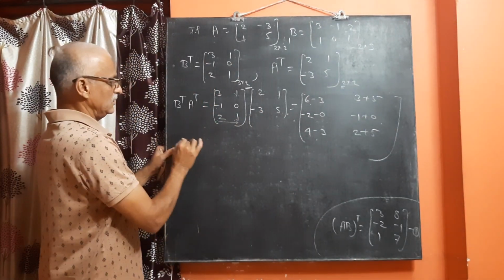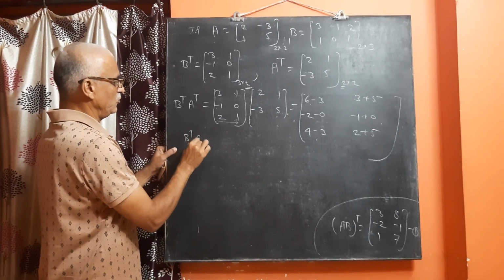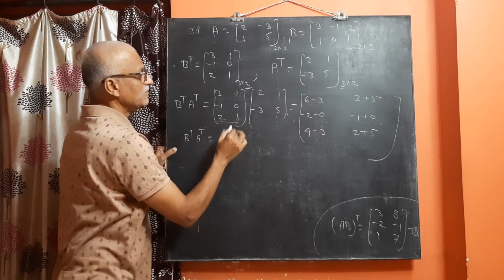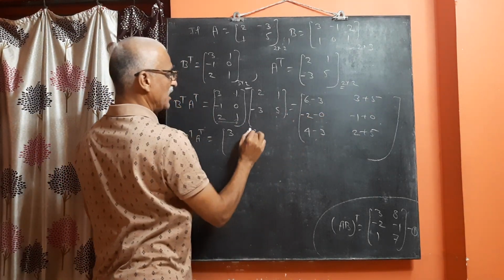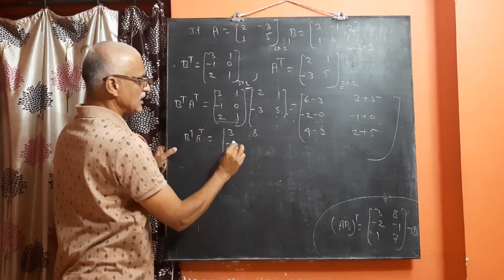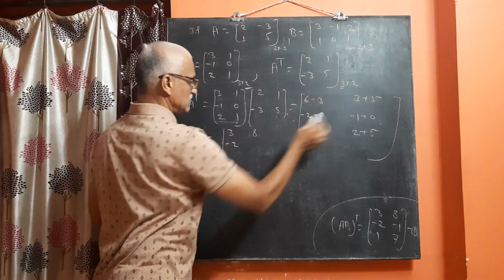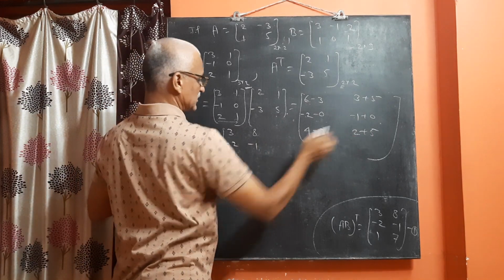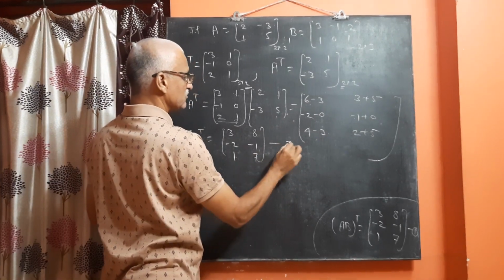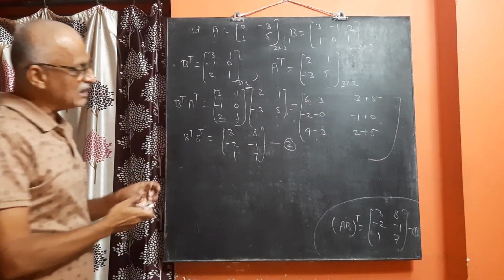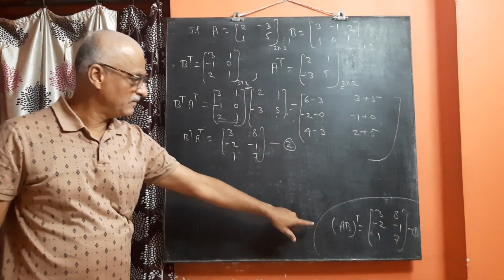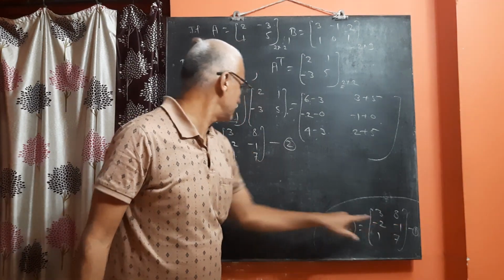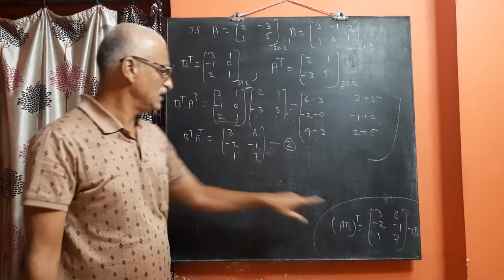So you get B transpose into A transpose equals 6 minus 3, that is 3, 3 plus 5 equals 8, -2 minus 0 is -2, -1 plus 0 is -1, 4 minus 3 is 1, and 2 plus 5 is 7. So let us say this is your equation number 2. Equation 1 we have written on the board in front of you. What is our equation 1? Transpose of AB we have got 3 8 minus 2 minus 1, 1 7.